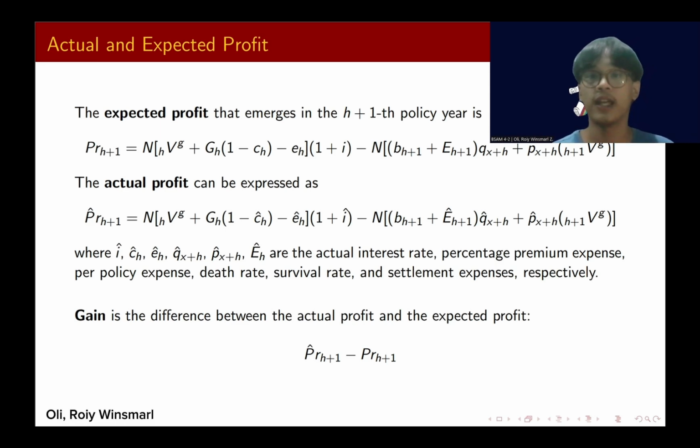Expected profit is calculated using the projected values before the period begins, given by this formula, while the actual profit is based on realized values such as mortality rates, interest earnings, and expenses, given by this formula. So, in short, expected profit uses projected values, while actual profit uses realized values. The difference between actual and expected profit is known as gain or loss. A positive difference indicates a gain, while a negative difference signifies a loss.